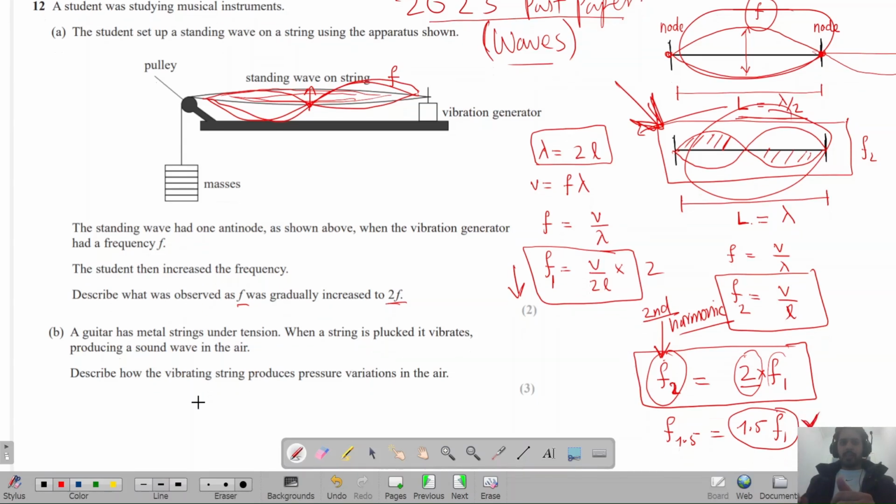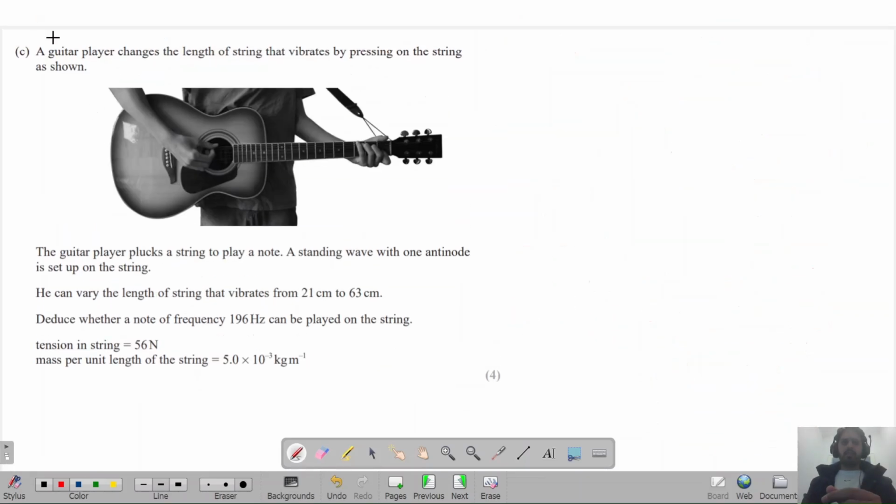The next question: a guitar has metal strings under tension. When a string is plucked, it vibrates, producing a sound wave in the air. Describe how the vibrating string produces pressure variation in the air. Now, this is just a descriptive question, and I have solved this question. How can you imagine sound waves in air? How does the pressure variation create regions of high pressure and regions of low pressure? You should watch my previous videos. I'll just move on to the next question.